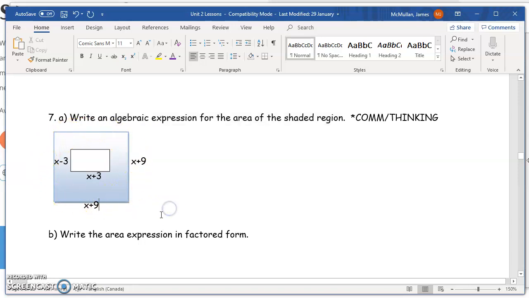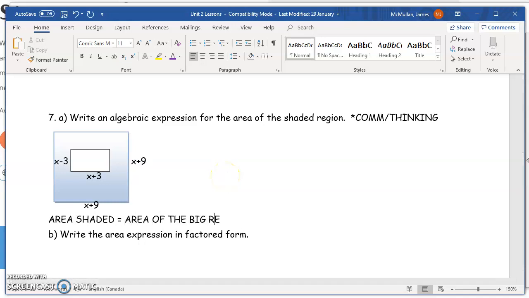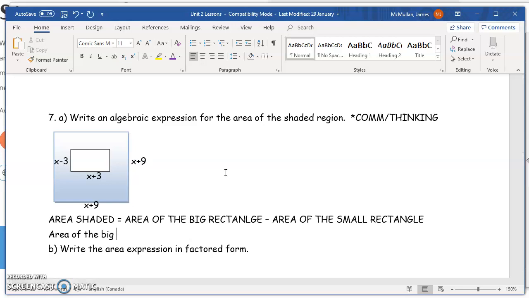Now, of course, the way you want to think about this, the area shaded is equal to the area of the big rectangle minus the area of the small rectangle. And that type of thinking is really important. You're going to need to do that. So make sure, when you look at a shaded picture, you're always thinking, okay, is there a big shape or a small shape I could subtract from a big shape in order to get what I need here?